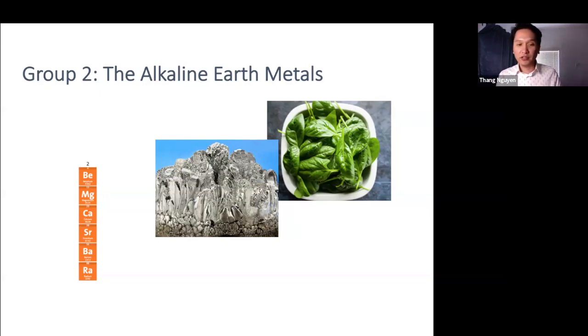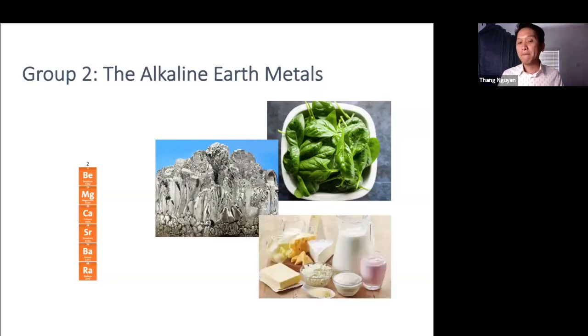Calcium I can also show you as just a shiny metal, but the form you might recognize it in is your dairy products, right? So calcium in your dairy products.